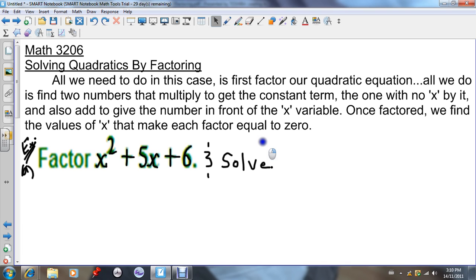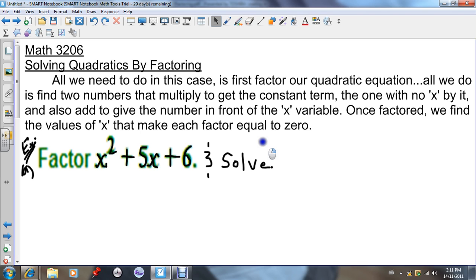Today, Math 3206, we're going to look at solving quadratics by factoring. Now, you learned last week that there's more than one way to solve a quadratic. You can look for the x-intercepts, or you can use the quadratic root formula. But they all gave us what? They all gave us the values of x where our quadratic function was equal to 0. Now, we can do this algebraically. How? All we need to do is factor our quadratic equation.